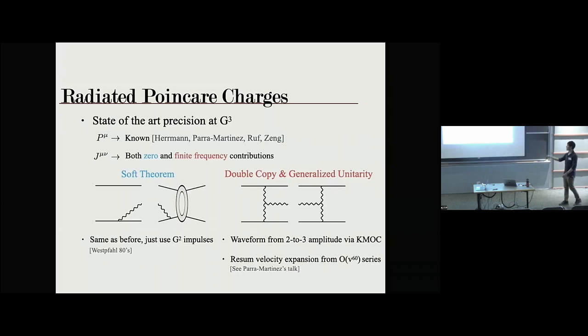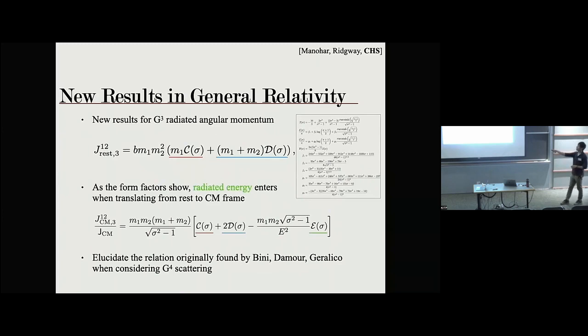The integration is not too difficult. We resolve the series after expanding to high enough order. Of course, it would be great to use some modern collider techniques to do this rigorously. But the final result looks like this. The radiated angular momentum has a finite energy contribution and a zero energy contribution, given by this function of transcendental weight 1. This is the result calculated in the rest frame, which is easier. But if you want to go to the center of mass frame, it's important to take into account the Poincaré algebra, which introduces the radiated energy, given by this function, the curly E sigma. This relation between the radiated angular momentum and the radiated energy was first found by Bini, Damour and Geralico about a year ago when they considered the G to the 4 scattering. Here you can see that we obtain this directly by considering the Poincaré algebra and the mass scaling in a simple rest frame.